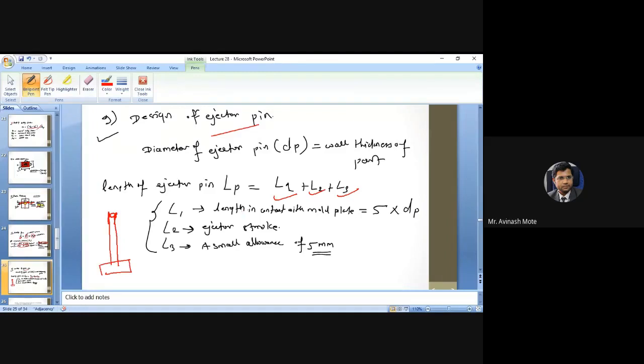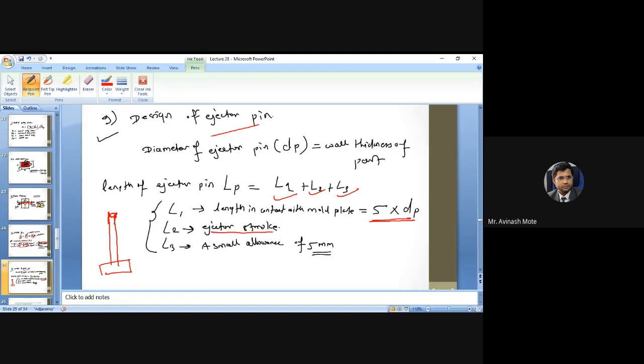L1 is the length in contact with the mold plate. You can easily calculate it using this formula: 5 into thickness, the product thickness or the wall thickness of the part. So 5 into that wall thickness, you will get L1.